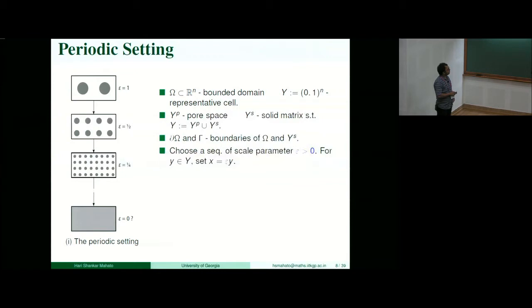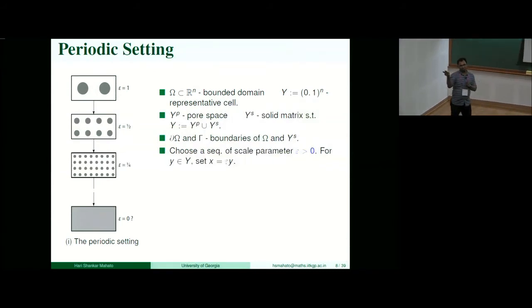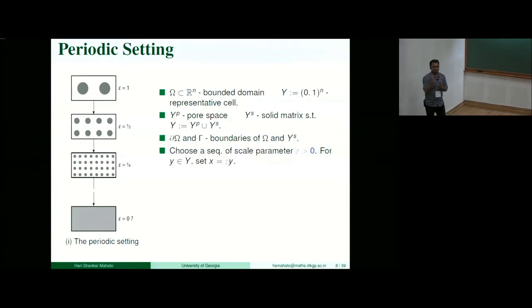When your epsilon is 1/4, these solid matrices will become smaller. When you make epsilon 1/8, then it will become further smaller. That means when you are making epsilon go to 0, literally there is no difference between the solid part and the white space. So if you visualize these solid matrices as black balls and white spaces as pore space, then when you are making epsilon go to 0, you are basically obtaining a gray medium. That gray medium is actually your homogenized medium, the medium with which you are approximating your given heterogeneous medium.